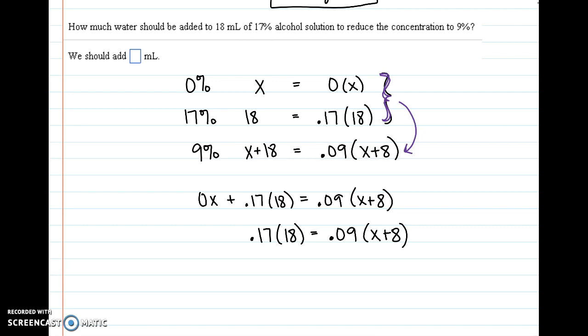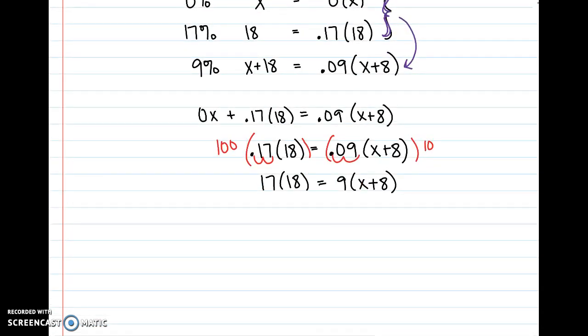If you don't love the decimal places, we can get rid of them. This time we have to move them over 2 spots, so we're going to have to multiply both sides by 100, not 10, because we got 2 decimal places to move over. So that gives me 17 times 18 equals 9 times X plus 18. And I'm going to distribute the 9. And I'm going to multiply 17 and 18.